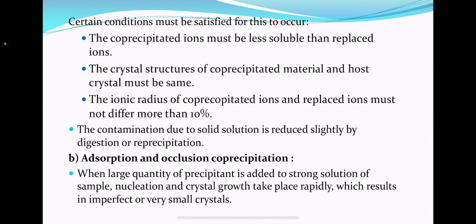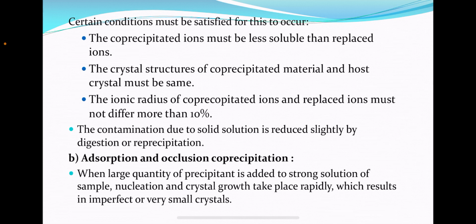So what are the conditions which have to be satisfied for the coprecipitation to occur? First, the coprecipitated ions must be less soluble than the replaced ions. In the above example, where silver chloride is going to get converted into silver bromide, silver chloride is less soluble than silver bromide. For this reason, the chloride is going to get replaced by the bromide ions, which in turn is going to get coprecipitated with the silver bromide.